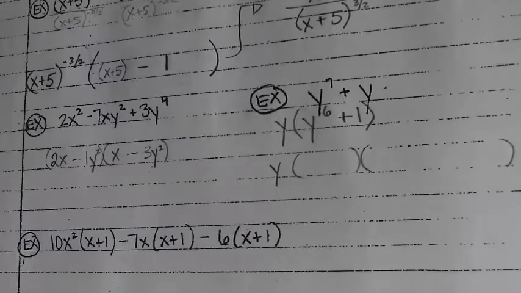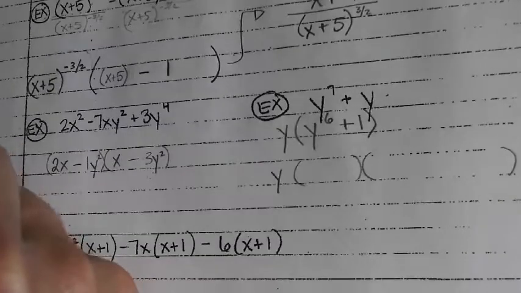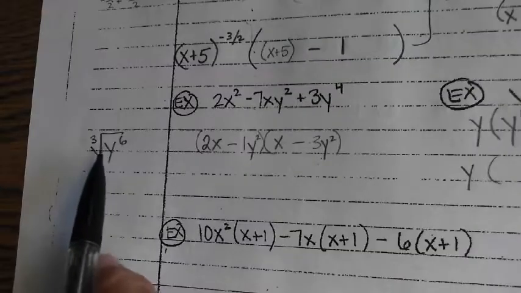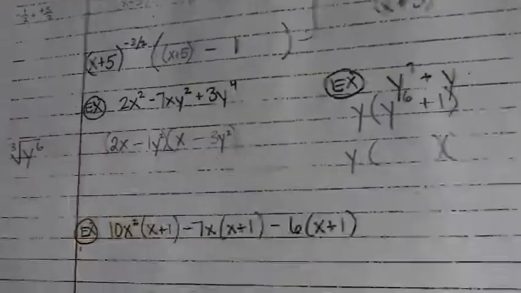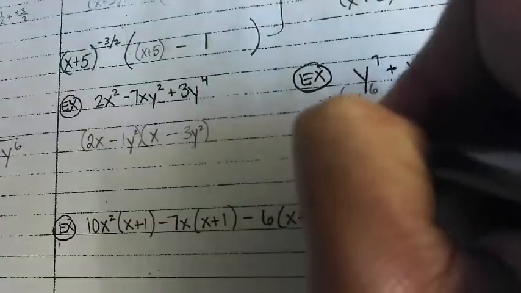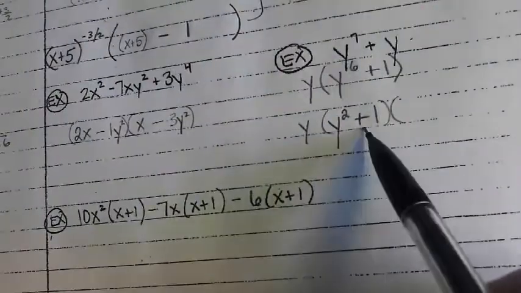What is the cubed root of y to the 6th? Mitch? The whole number 2? Let's see. The cubed root of y to the 6th. 3 goes into 6. Y squared. Very good. And the cubed root of 1 is obviously 1. So we have the same sign.